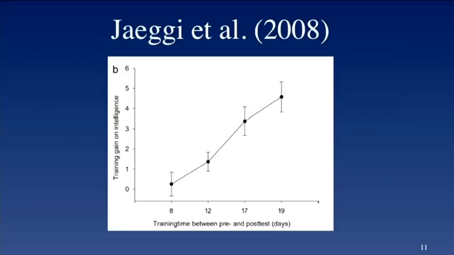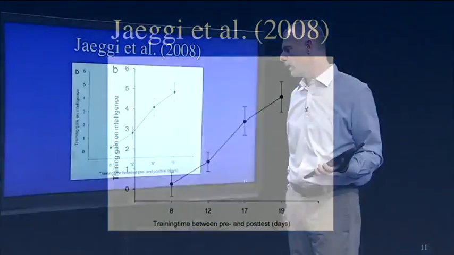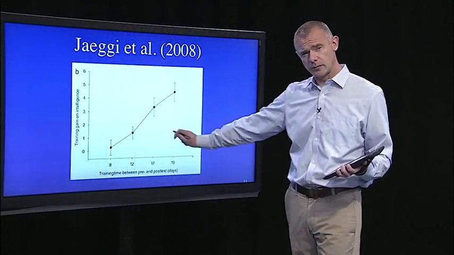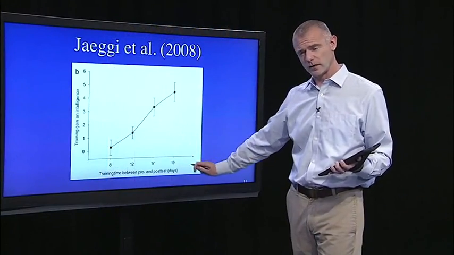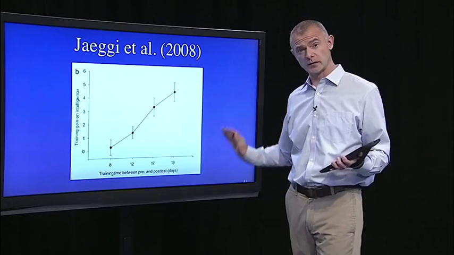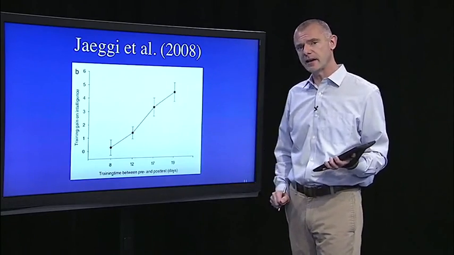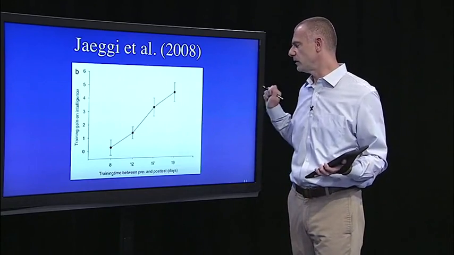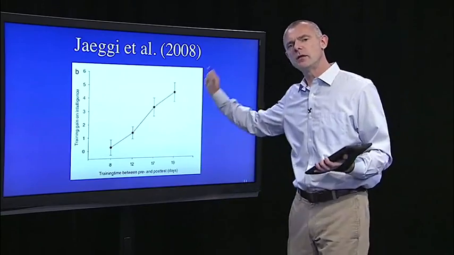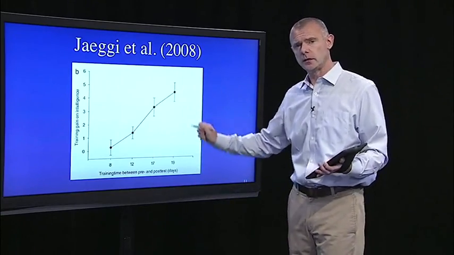So on the y-axis, we have gain on the intelligence test, so that's post minus pre. And here we have these. Remember, it's important to note that these are 4 different groups of subjects. So this is a between groups design. Some subjects did 8 sessions, some did 12, some did 17, some did 19. And this was really the more impressive result.